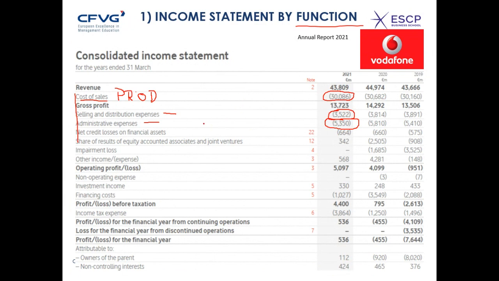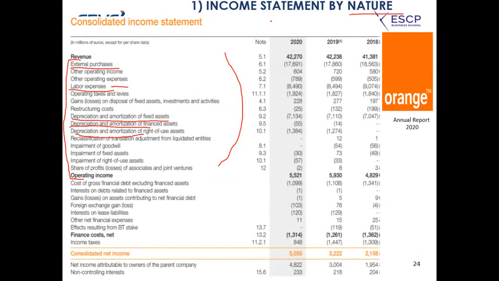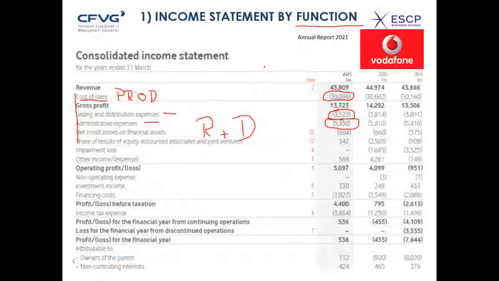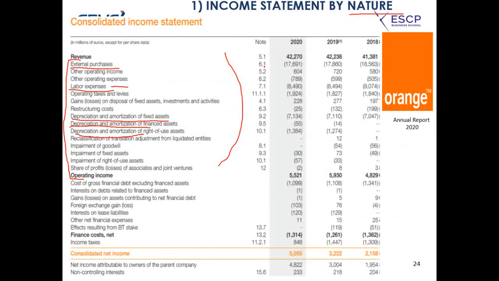Well, R&D could be the 4th function. So some companies show this, and therefore they have 4 lines. So cost of sales, selling and marketing, administration, R&D potentially could be a 4th line. So companies have a choice if they want to present their income statement by function, such as Vodafone, or by nature, such as Orange. Okay, that makes comparability obviously complicated because we don't have the same information at all.